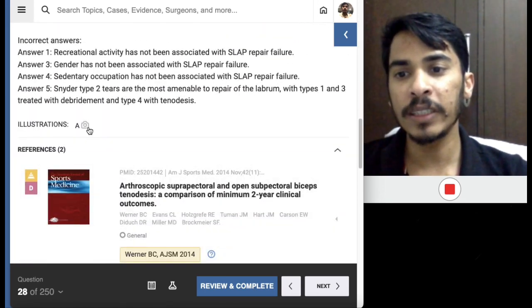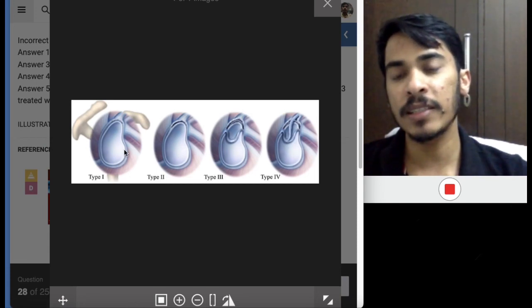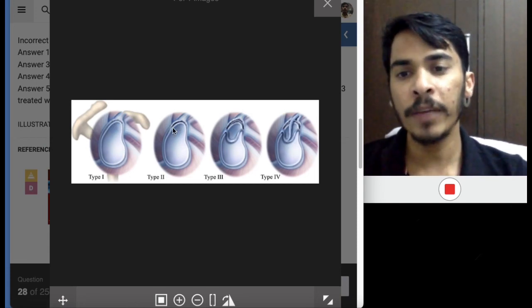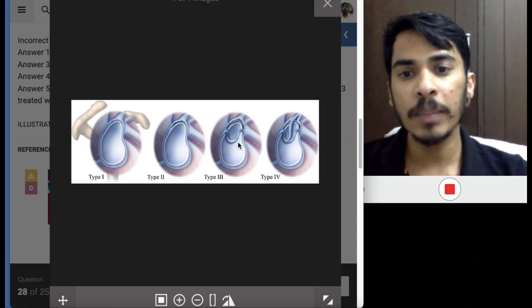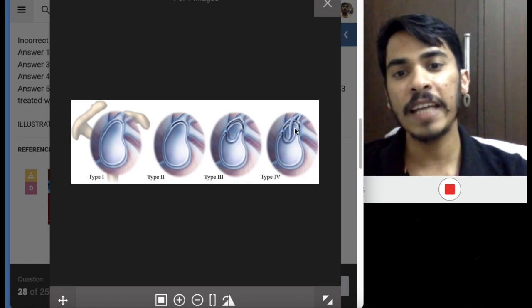And we have to know about the types of SLAP tear classification. This is the Snyder classification. Type 1 shows only fraying. Type 2 with the fraying plus detachment of the biceps anchor. Type 3 is the bucket handle. Type 4 is the bucket handle extending to the biceps tendon. This is the Snyder classification.